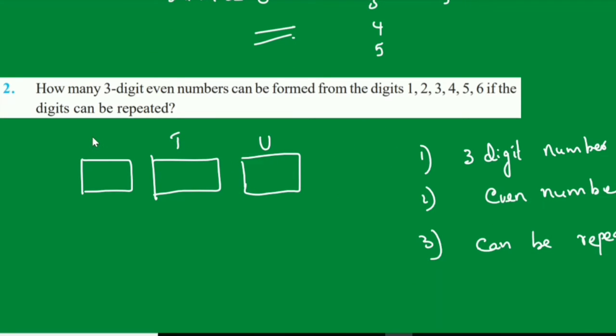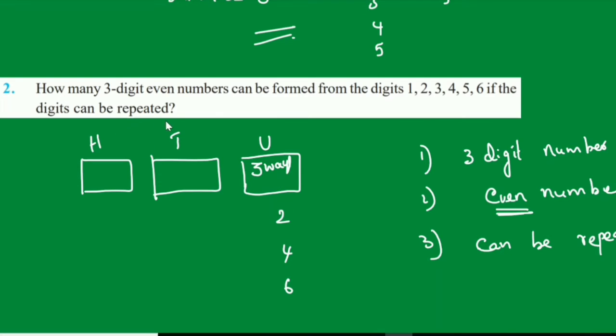So units, tens, hundreds. In this case, you have to start from the units place. The reason is it should be an even number. Which are the even numbers here? You can use only 2, 4 and 6. That means how many ways can I fill this place? 3 ways. This can be filled in 3 ways because it is an even number. I can use only these 3 digits 2, 4 and 6. There's only 3 ways.